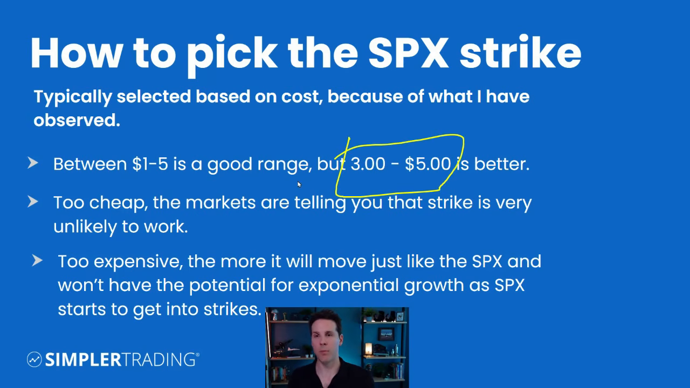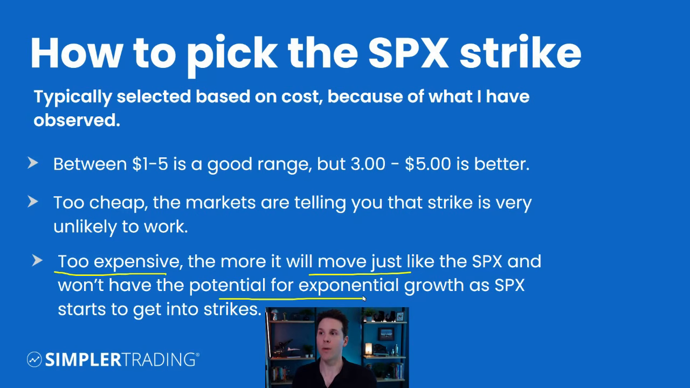Now, if you want to do the SPY, you just correlate it to something like that and you can figure out what it is. If you're picking too cheap of an option strike, the market is telling you that that strike is very far away and unlikely to work. If you're picking one that's too expensive, it will move just like the SPX and won't give you that potential for the exponential growth that I showed you as the SPX or any stock gets into those strikes. So it's a trade-off. It's a balance between these things.